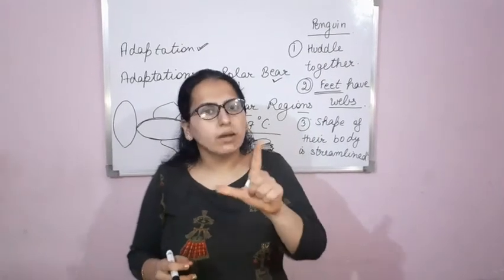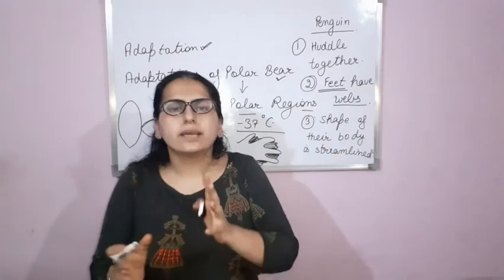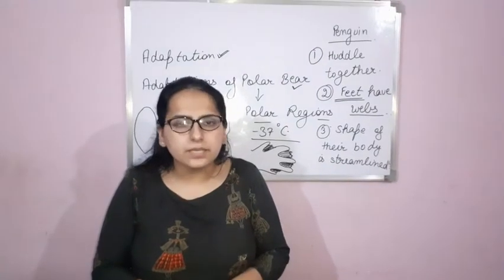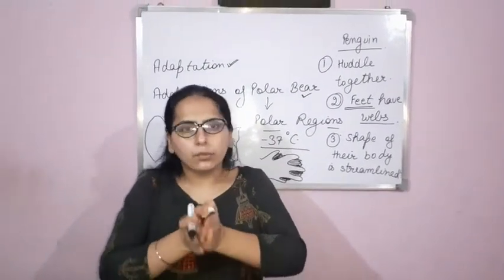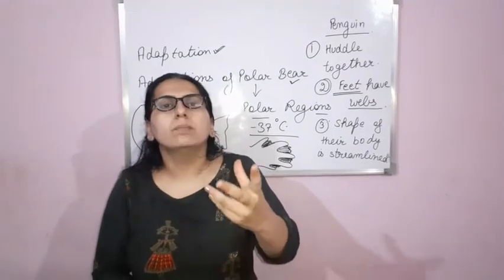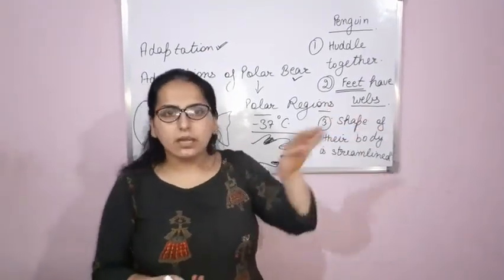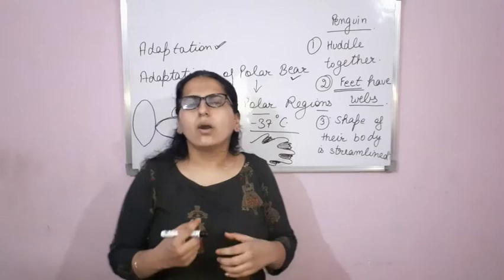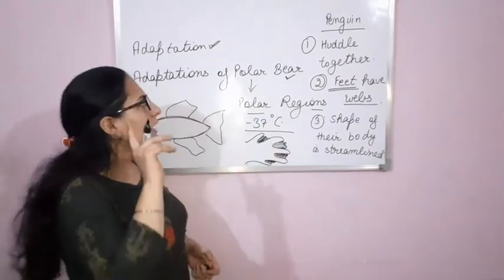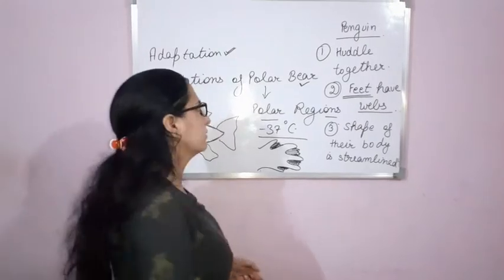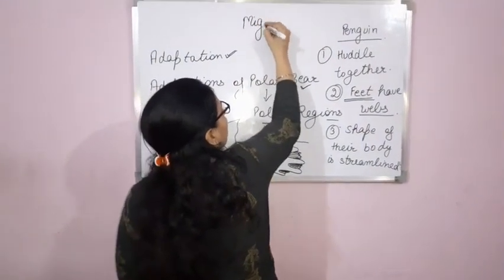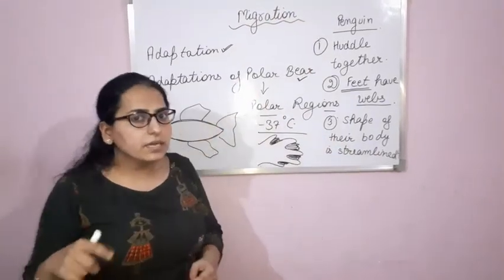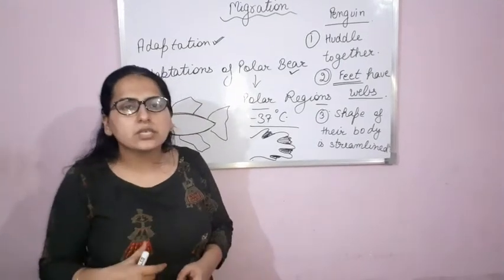Now, next. We had discussed adaptations in the polar bear, right? And adaptations of the penguin. Now, apart from these two organisms, many other types of organisms also live in the polar regions, like a few birds. Now, how are they adapted? Have you ever heard the word migration? What is migration? Recall, you had done it in your earlier classes. Migration means moving from one place to another.